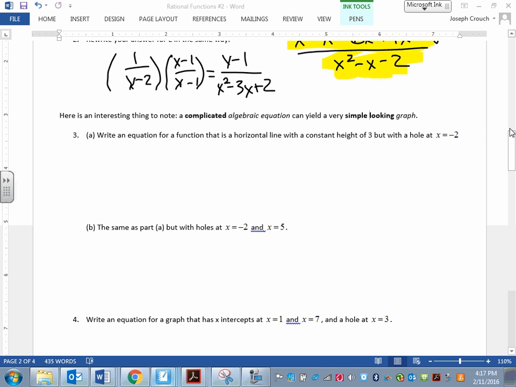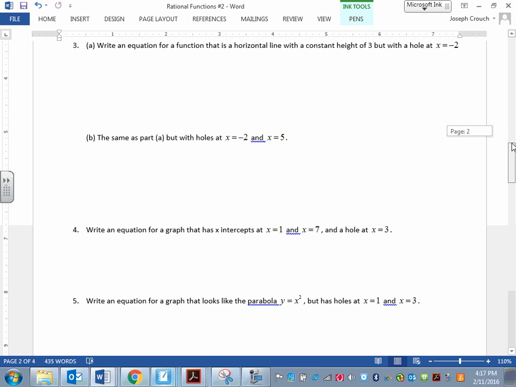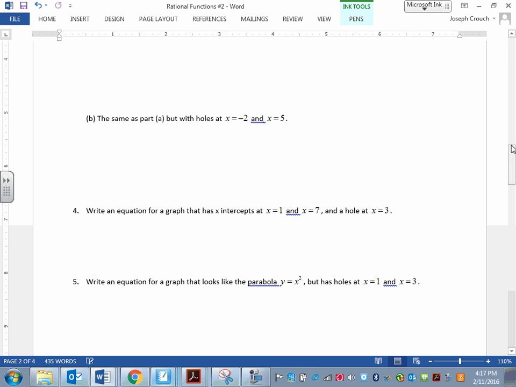That's all right. Same as part A, but with holes at -2 and x equals 5. So I want to take that same graph from part A, with a height of 3 and a hole at -2, right there, and add a hole at 5. I don't want to change anything else. So I want to take it and multiply it by 1, except I want to put a hole way over here at 5.